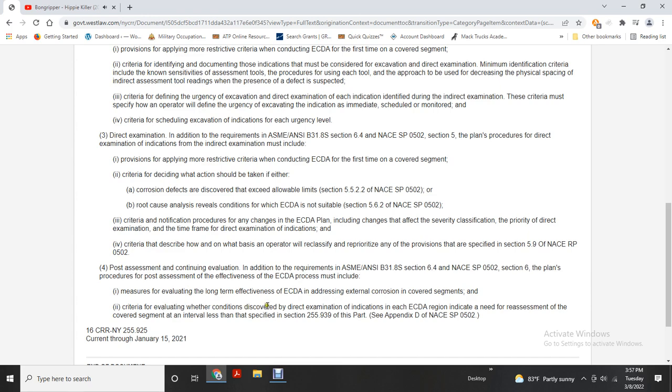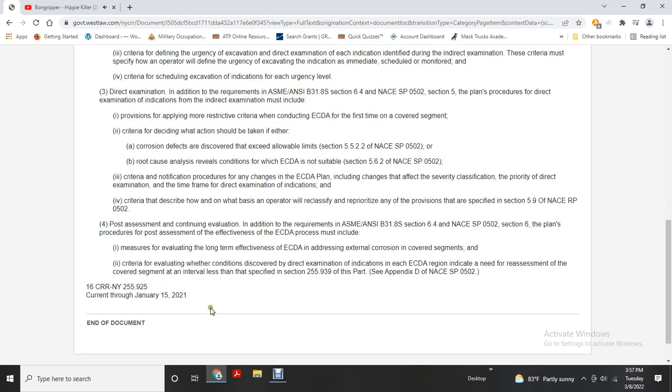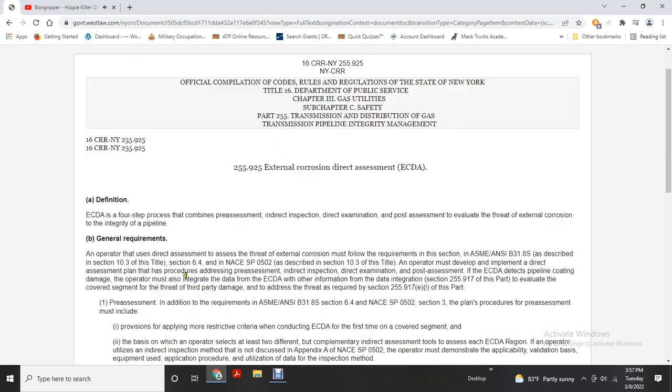Criteria for evaluating whether the conditions discovered by direct examination indicate an external corrosion direct assessment region indicating the need for reassessment. Covered segment intervals less than those specified in 255.939 of this part. See Appendix D and NACE SP 0502.